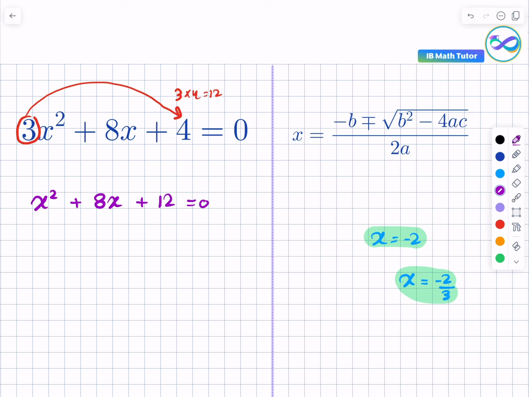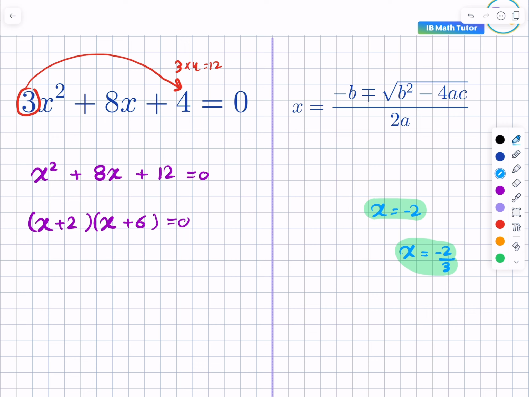Here, if we factorize it, we would have x and x. Now, we need two numbers that add up to 8 and multiply to 12. They are plus 2 and 6. So, if we solve this quadratic here, we would say either x plus 2 equals 0, then x will be negative 2, and from this, the solution would be negative 6. These are the two solutions to this simpler quadratic, not to the original equation.